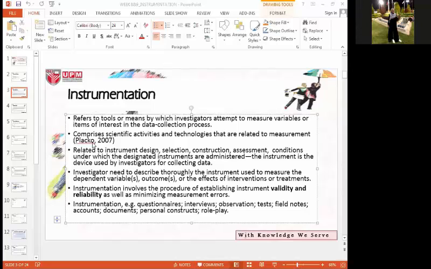It is not necessarily fixed to only one method. Interview does not 100% belong to qualitative, and questionnaire does not 100% belong to quantitative. These tools, either questionnaire or interview, are just data collection tools. And then instrumentation comprises scientific activities and technologies that are related to measurement.